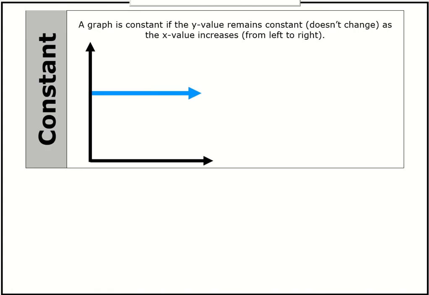A constant graph just means it's steady, it's stable. So as my x values increase, as x goes up, my y doesn't go up or down, it just stays the same.